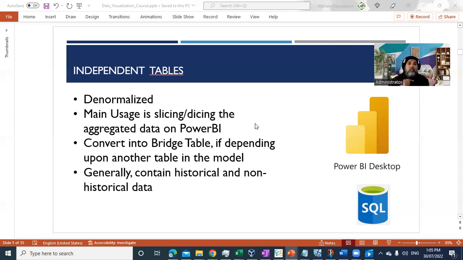Right? And now this table, further depending upon another table, will convert into a bridge table. We're going to discuss bridge in a separate video. It generally contains historical and non-historical data. A very important point you need to keep in mind is that our independent tables can have historical data, or they cannot have historical data.